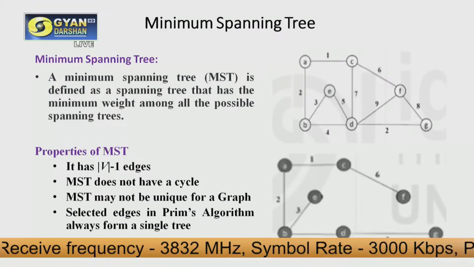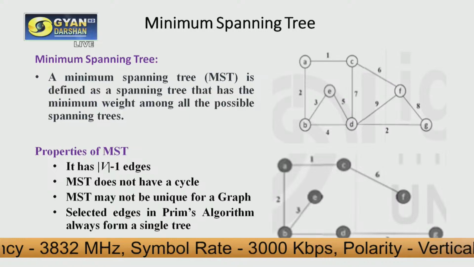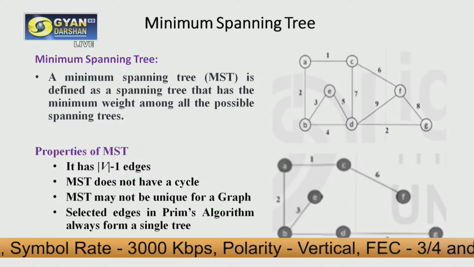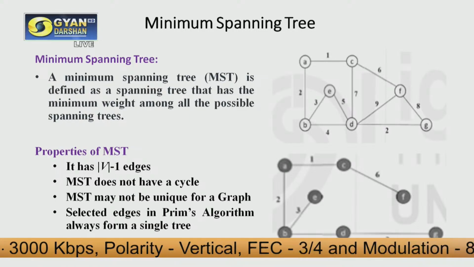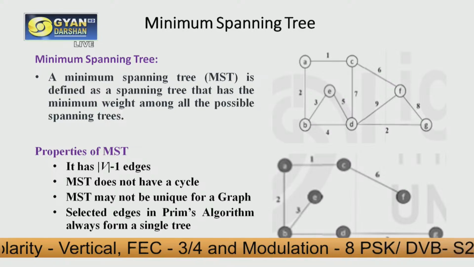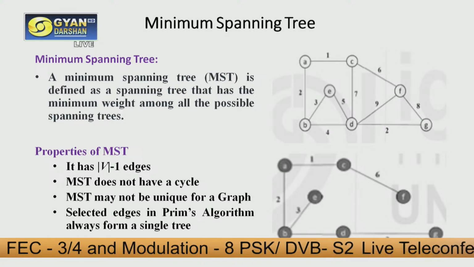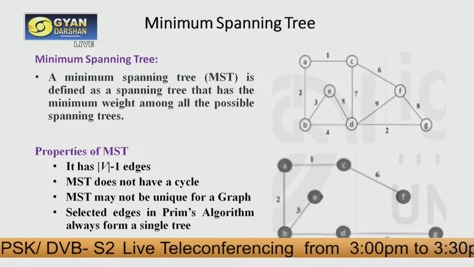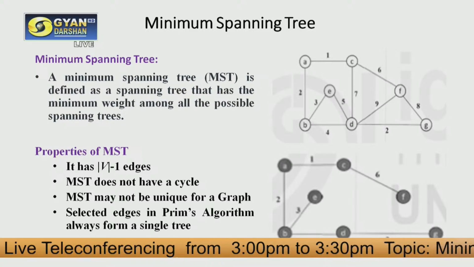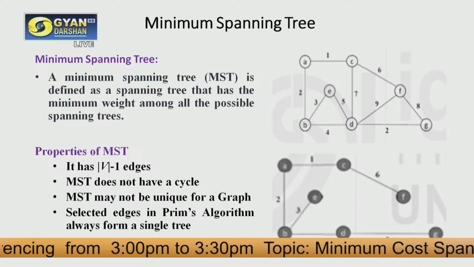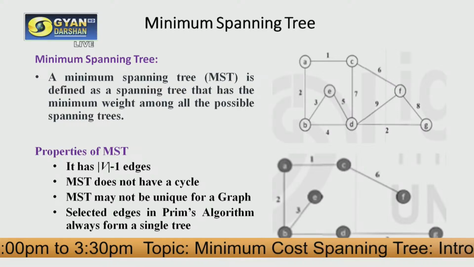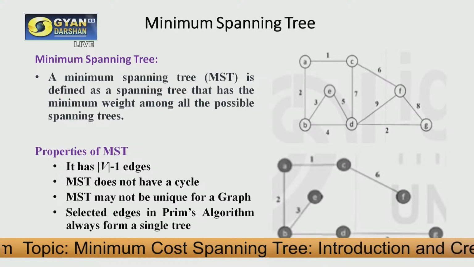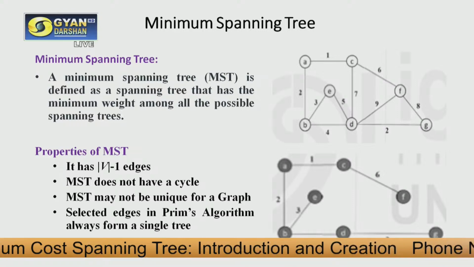But now comes the question of what a minimum cost spanning tree is, because today's topic is the minimum cost spanning tree, or minimum spanning tree. A minimum spanning tree is basically a spanning tree that has the minimum weight among all the possible spanning trees. As I said, there may be more than one spanning tree possible for a graph. Out of those spanning trees, the one having the minimum sum of weights is known as the minimum spanning tree.